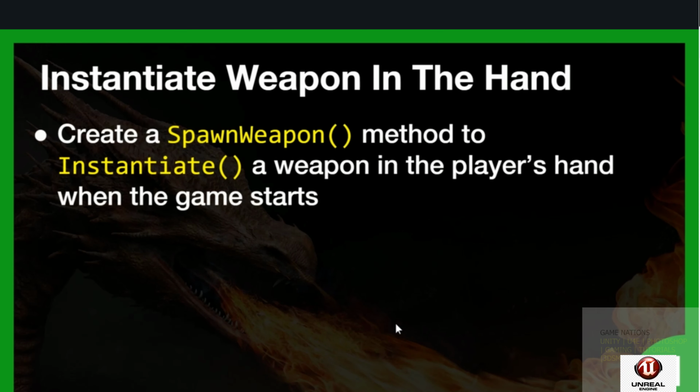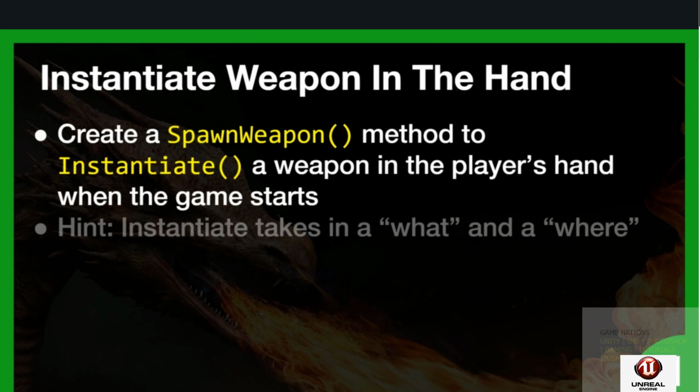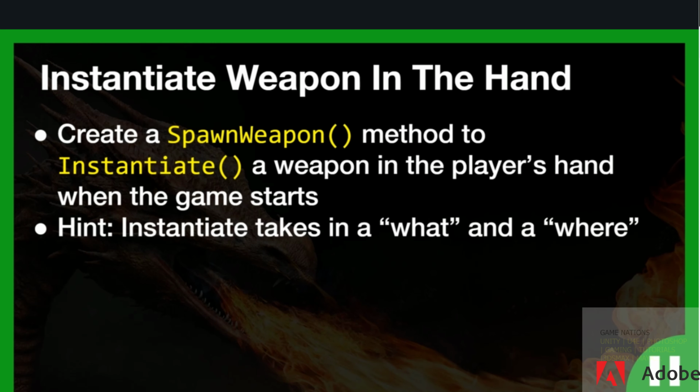Create a spawn weapon method to instantiate a weapon in the player's hand when the game starts, and here is a hint for you. Instantiate takes in a what, and it takes in a where, which has been what we've been talking about up till this point. So in the fighter.cs script, spawn a weapon in the player's hand, and I'll see you back here when you're done.